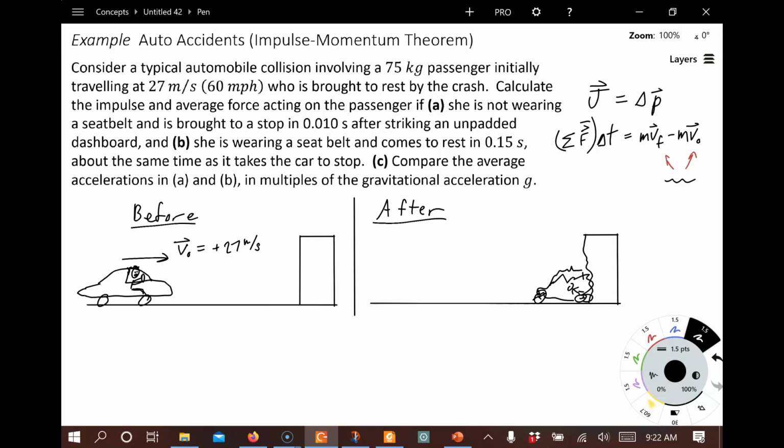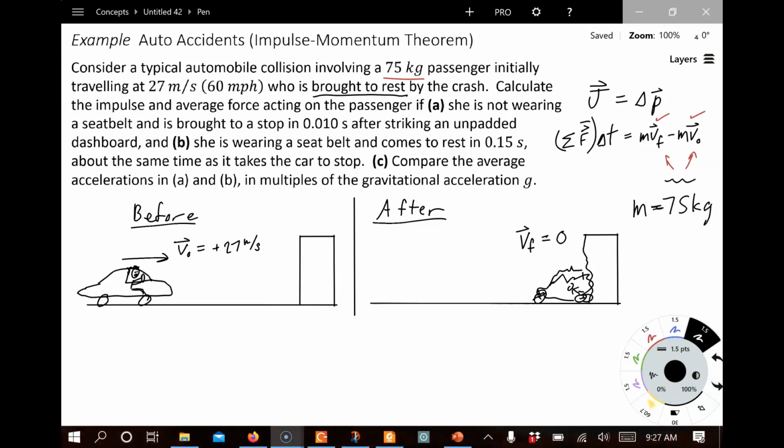There's our initial velocity. What about the final velocity? So we know what that is. Final velocity, well, they are brought to rest by the crash. So that tells us that v final in this case is just equal to 0. So we also know what the final velocity is. And finally, we need to know what the mass is if we want to calculate the impulse. And in this problem, we've been told that the mass is equal to 75 kilograms. That's the mass of the person in that automobile.